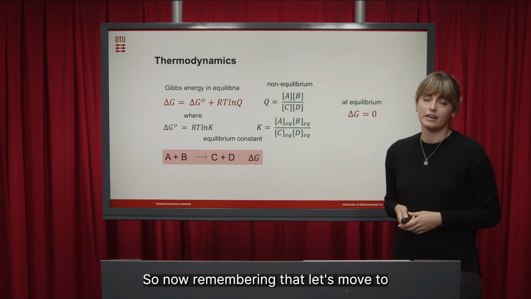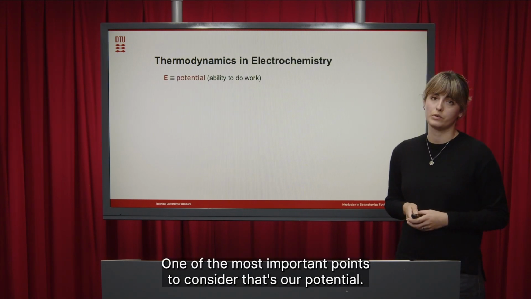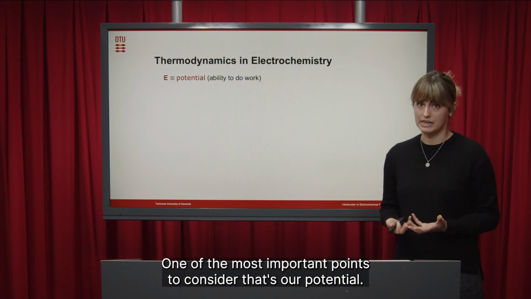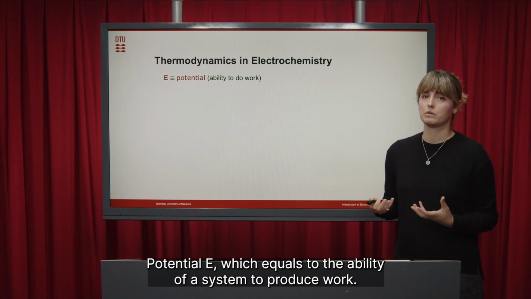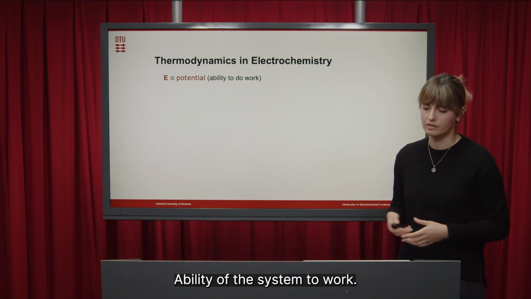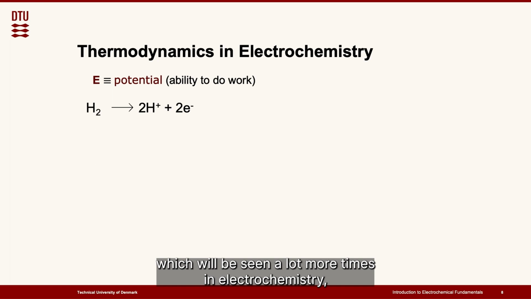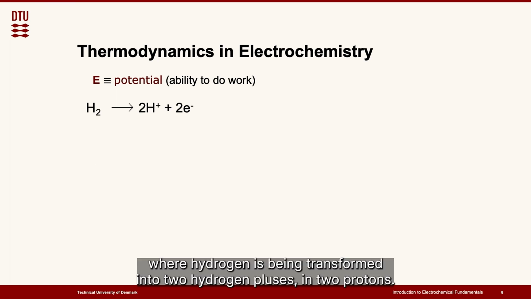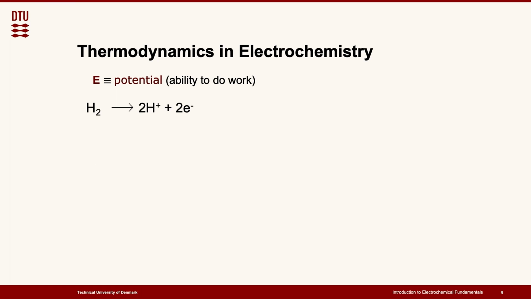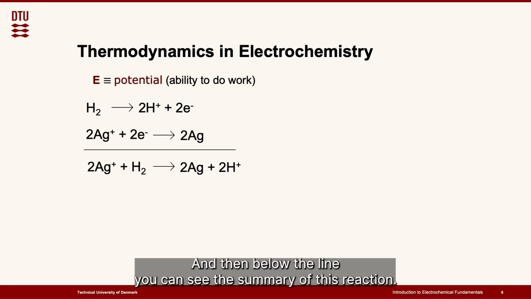So now, remembering that, let's move to thermodynamics in electrochemistry. One of the most important points to consider is our potential E, which equals the ability of the system to produce work. Let's consider the following reaction, which will be seen a lot more times in electrochemistry, where hydrogen is being transformed into two hydrogen pluses, into protons. And also we have silver plus that will be transformed into metallic silver. Then below the line, you can see the summary of this reaction.